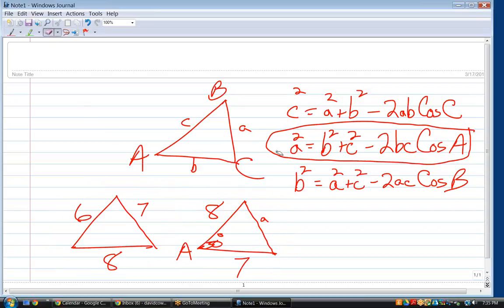The law of cosines is easier than the law of sines because, for one thing, you never have the ambiguous case. The law of sines can be tough because of that ambiguous case. But the law of cosines is always perfectly clear-cut. It's never ambiguous.